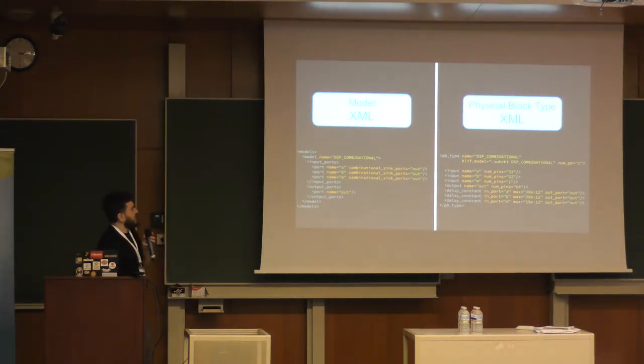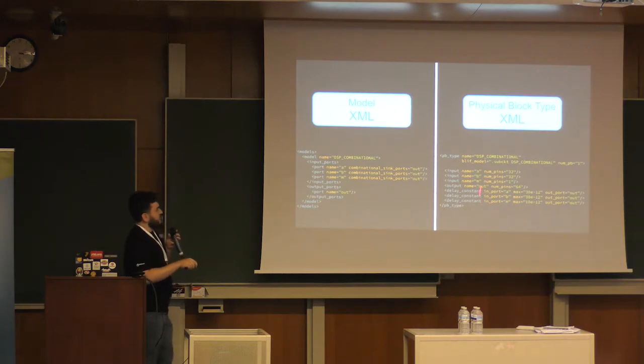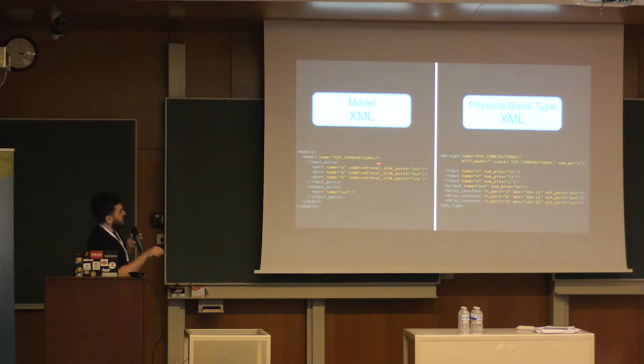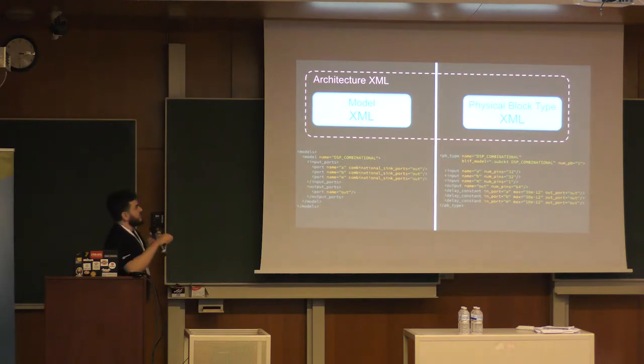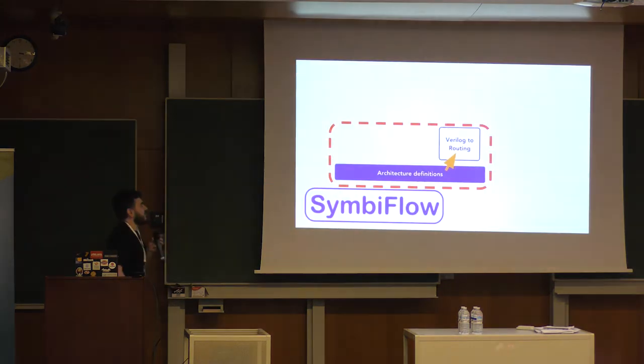Here you can see a comparison of model and physical block type. As you can see, model just defines inputs, outputs, a name, and relations. This model doesn't define any clock relations, just combinational relations between inputs and outputs. Here we have a corresponding PB type. As you can see, this PB type defines the width of those ports, defines delays between those ports, and also some additional info required for the tool to be able to place and route the design. Those two files combined create architecture XML with some other additional info, but just not to introduce too much complexity in this presentation, we'll focus on that one.